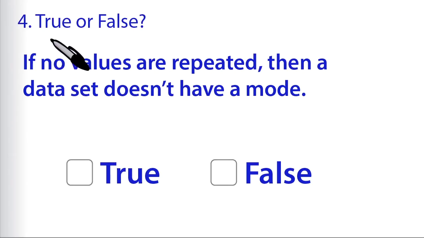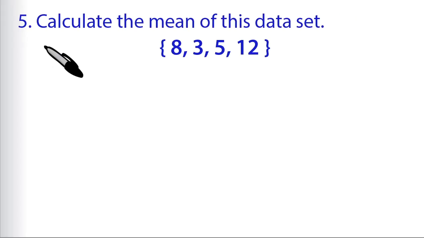For problem 4, we have true or false, and we have the statement, if no values are repeated, then a data set doesn't have a mode. Now remember, a mode is the value that's repeated most often. And so if no values are repeated, then the data set doesn't have a mode. So this is true.